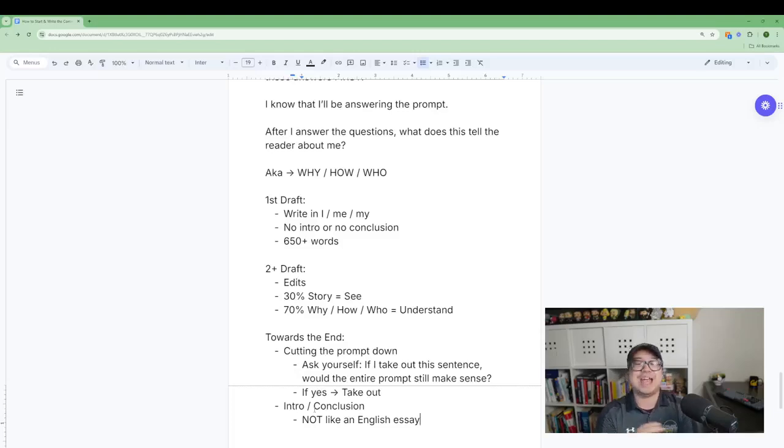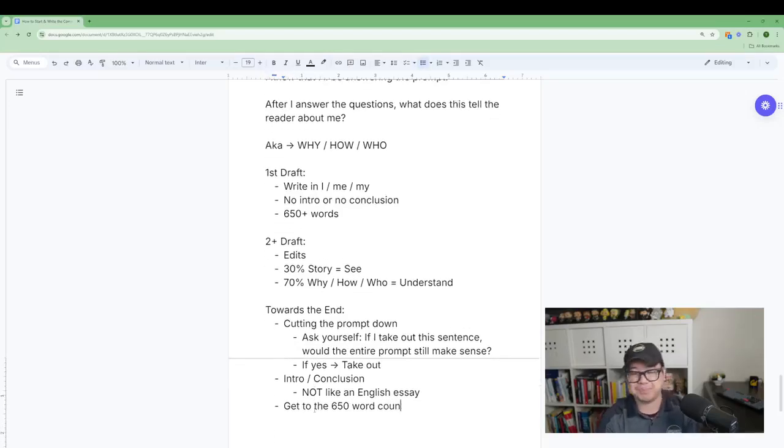All right, so you're going to add a conclusion and you're pretty much done. Then you get to the 650 word count, right? You want to aim to be as close as possible, 635 or more. Aim for 635 or more, right?